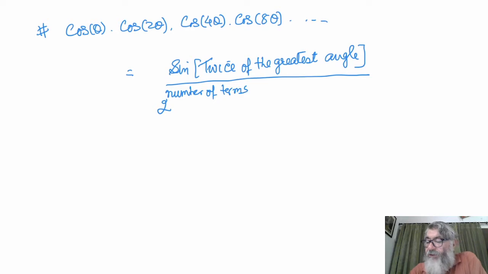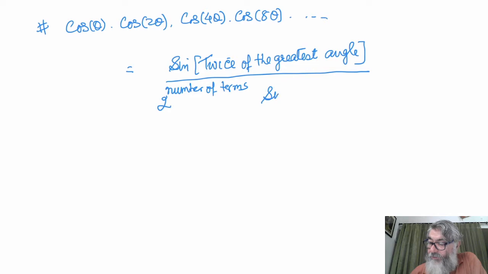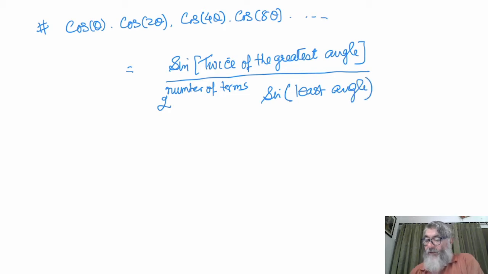For example, in the present case, you are seeing 1, 2, 3, 4 terms. So 2 to the power 4. If n terms are there, 2 to the power n into sine of the least angle. This is a general formula which you should remember, and it can be applied directly to questions where it is cos theta, cos 2 theta, cos 4 theta, cos 8 theta. Angles are doubling itself.